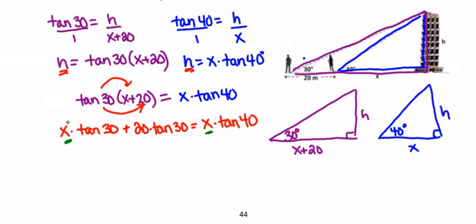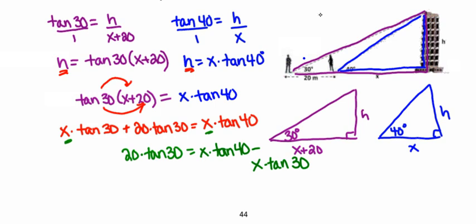So when I subtract it away from the left, all I'm left with is 20 times the tangent of 30 degrees. And when I subtract it away from the right, I'm left with whatever was already there, the x times the tangent of 40, subtract x times tangent of 30. But again, my big idea is that now all of these x's are on the same side of the equation.